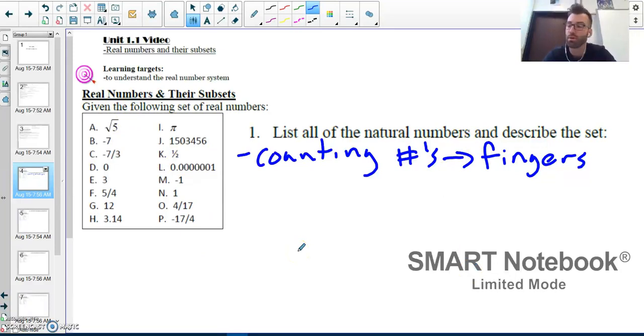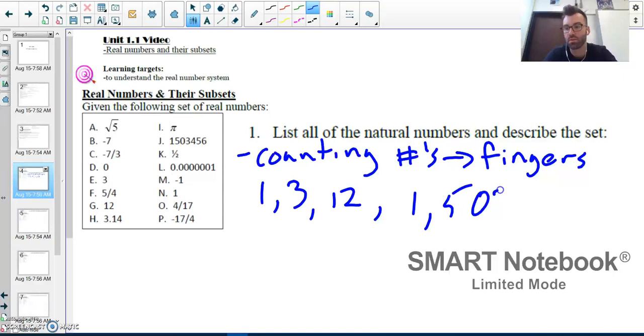Pause it. You should have gotten 1, 3, 12, and 503,456. Those are our natural numbers. 1, 2, 3, and this big giant fourth one there. Again, please pause, go back, rewind if you have.